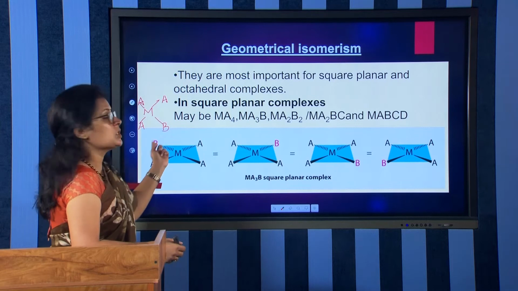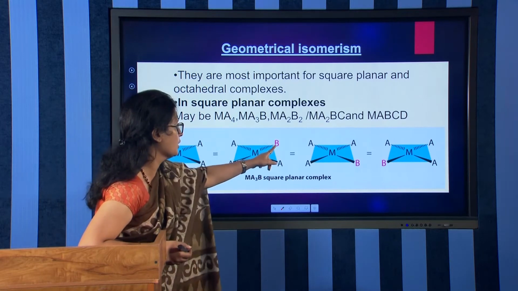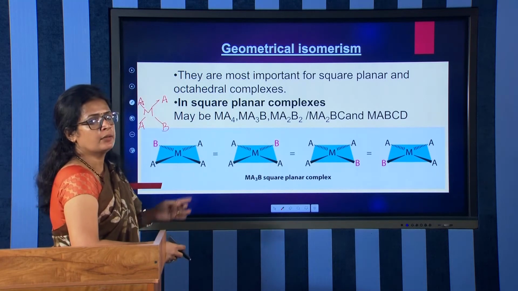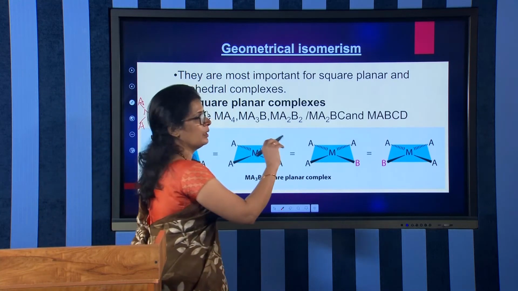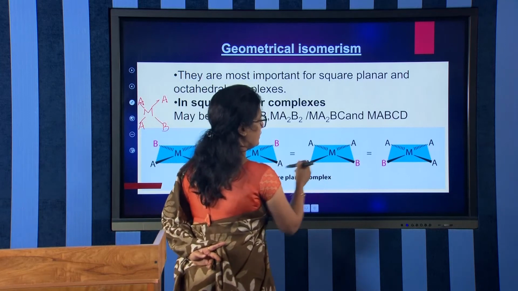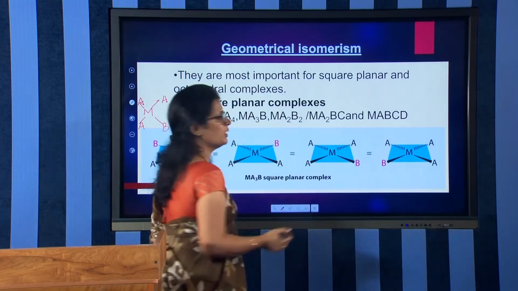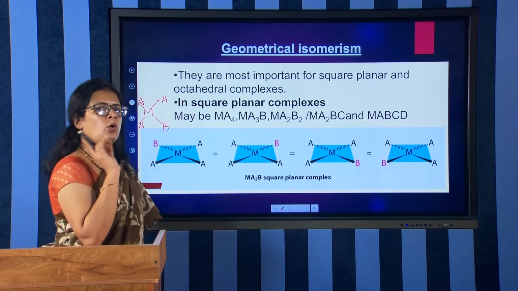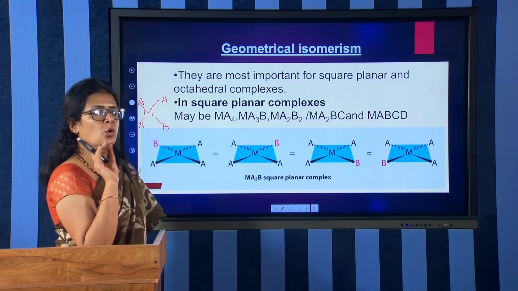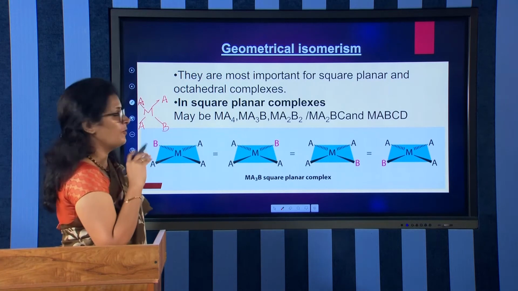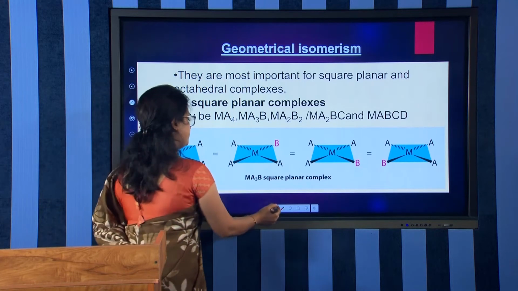If I am changing the position of B, see in the second example, this B is in the second position. These two are actually identical, they are not different. So, if I am substituting the third position with B, it will be like this, and if I am substituting this B in the fourth position, it will be like this. On the whole, all are the same, identical. So, MA3B will also show no geometrical isomerism. MA4 and MA3B will not be showing any geometrical isomerism.